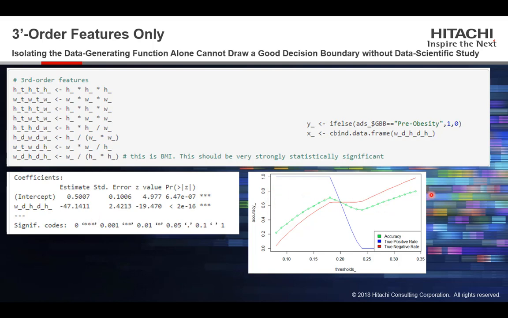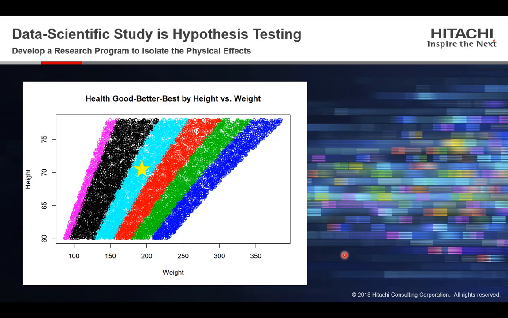I can't even get up to 81.4% here. It looks like maybe asymptotically it's going to get there. My true positives fall off. I've got this wonky threshold that's totally unsatisfying. This thing didn't work at all. What's going on? Well, what's going on is that this decision boundary is very difficult.